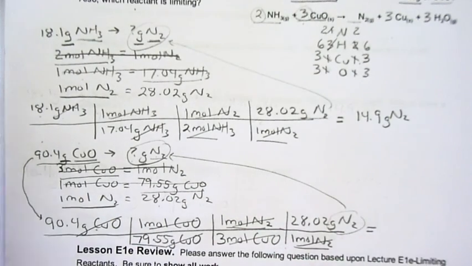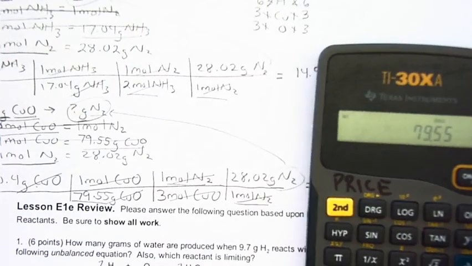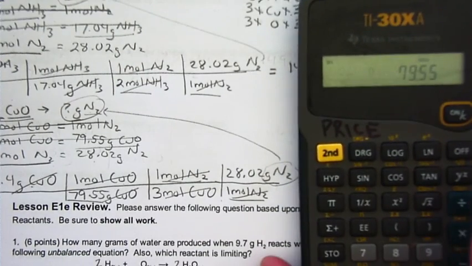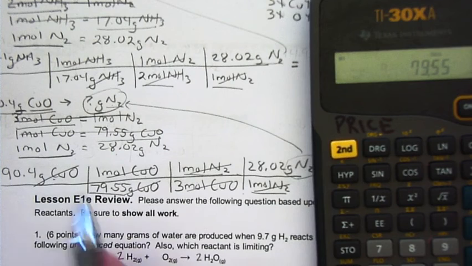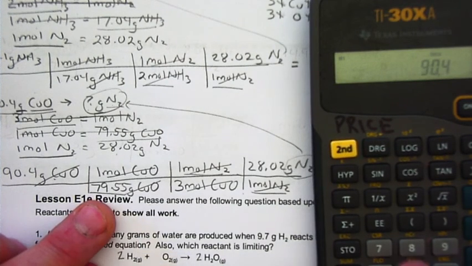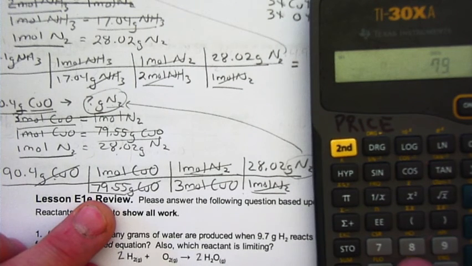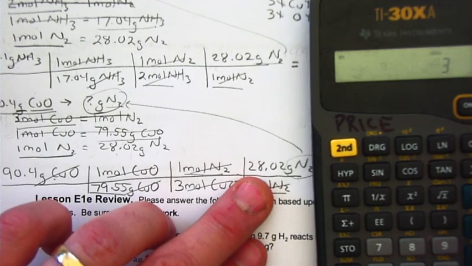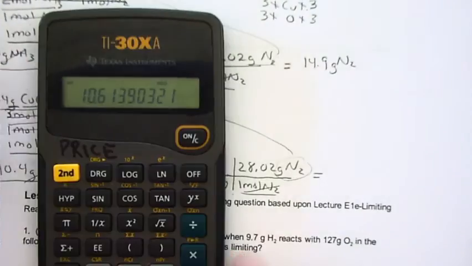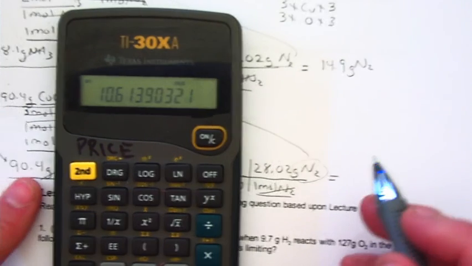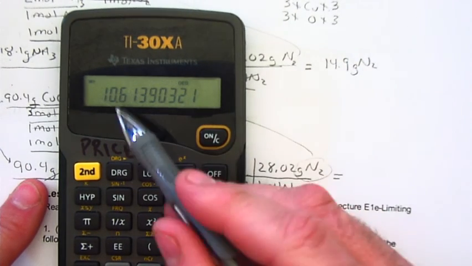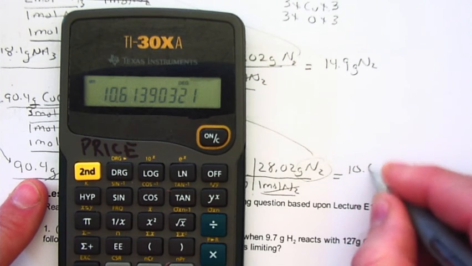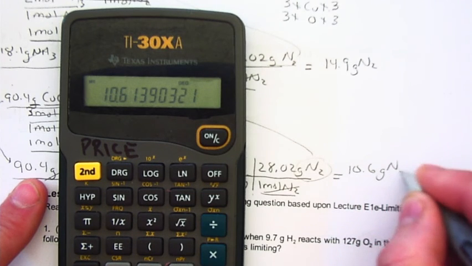So now, again, I use my calculator. I have, starting off, 90.4. So I go 90.4. It's on the bottom, so I say divided by 79.55. That's on the bottom, so divided by 3. That's on the top, so I go times 28.02 equals, and I get, again, 3 significant figures here in the starting point. So I take this and round it off after the 3rd digit, so that's 10.6 grams of nitrogen.